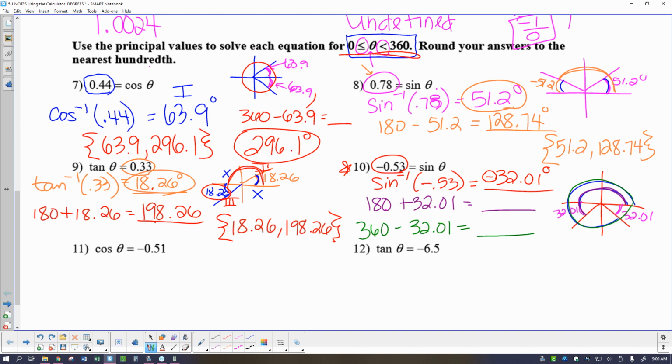The second one, just because I'm in green, is 327.99. The other in the third quadrant is 212.01. So my solution set is 212.01 and 327.99 for number 10.